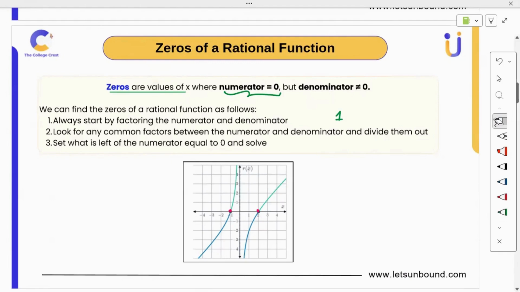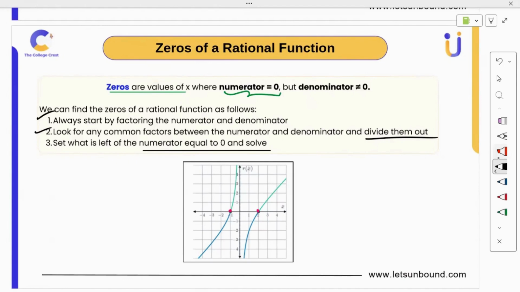So how do we do this? Always start by factoring the numerator and denominator. First factorize, then look for any common factors. If the numerator and denominator have a common factor, divide it out. Now you will get an equivalent rational function in a simplified form. Now, what is left in the simplified version? You have to set that numerator equal to 0. That's important. So simplify, then set your numerator to 0 and solve for x.